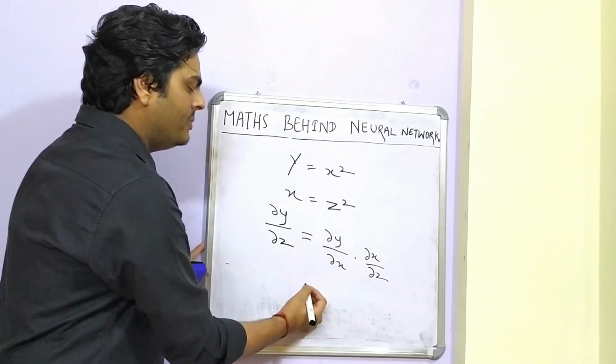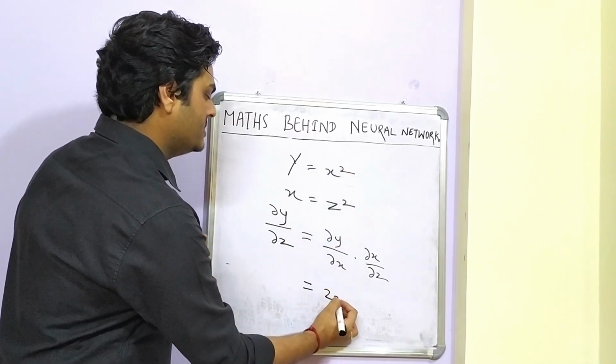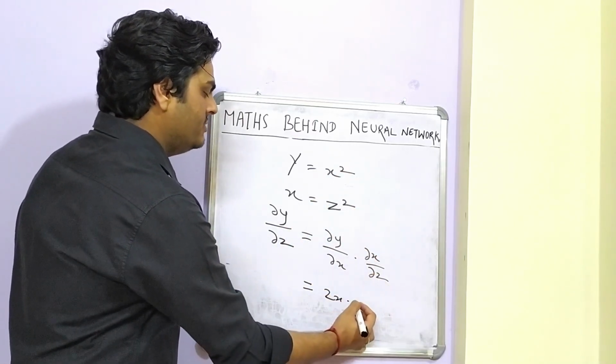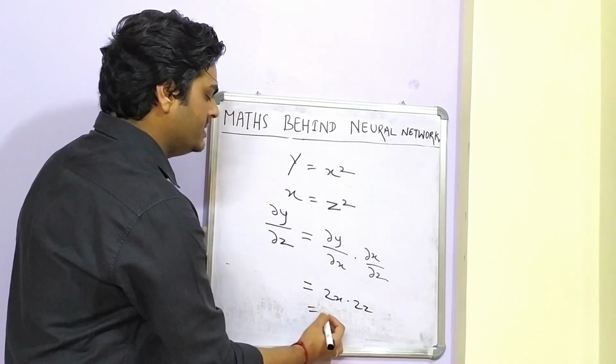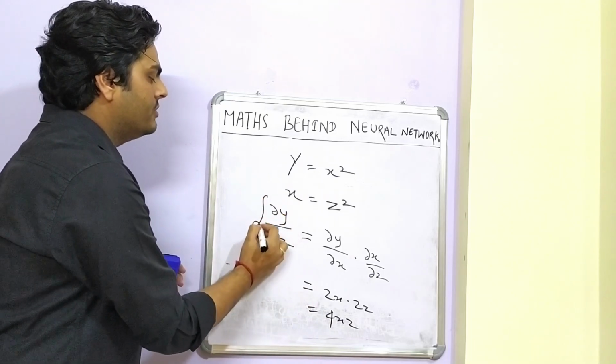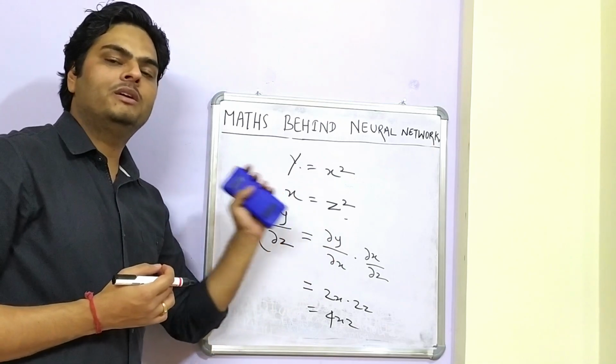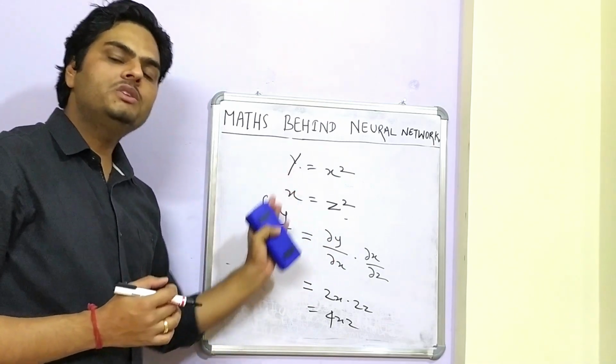Now we can very well plug the values here. dy by dx will be how much? 2x. dx by dz will be how much? 2z. So 4xz. This will be the derivative of y with respect to z when y is not directly related to z. So this is known as the chain rule.